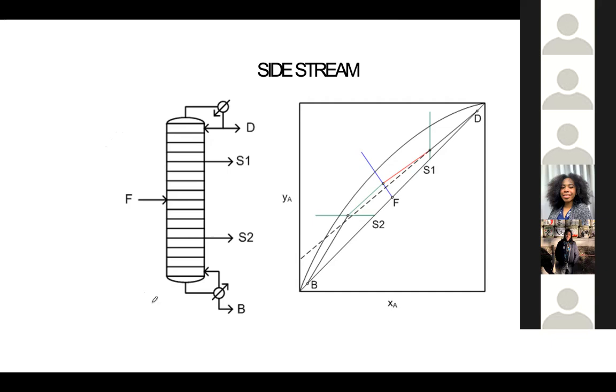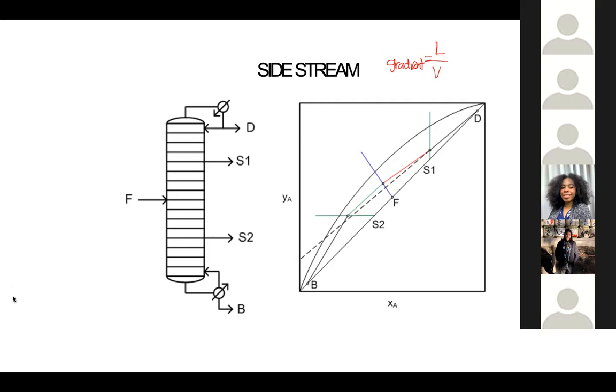Because we know that in side stream, do you know what is the gradient of this one? The gradient of operating line. So what is the gradient of operating line? The gradient is actually L over V. Yeah, if you remember, the gradient is actually L over V.